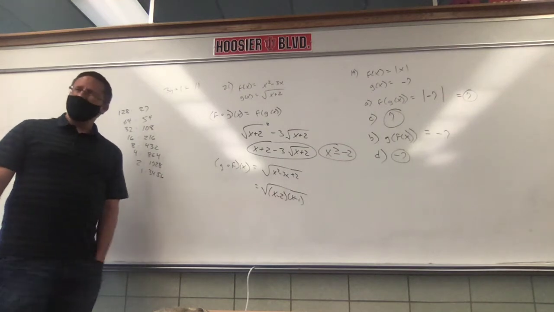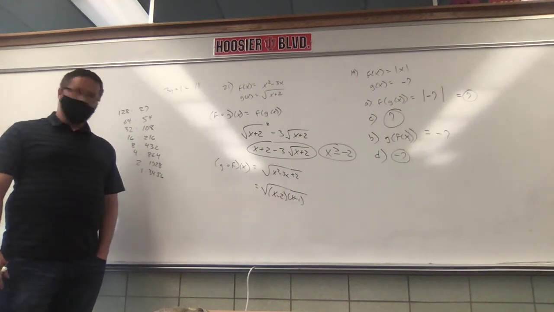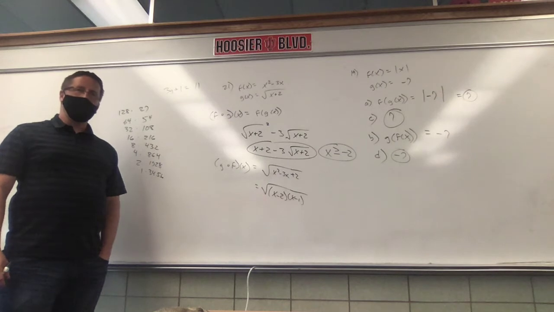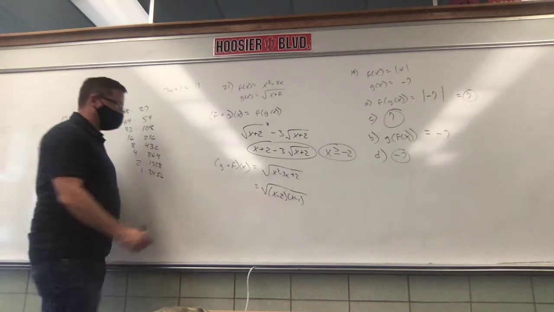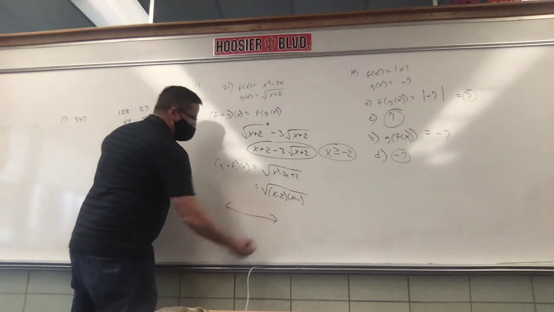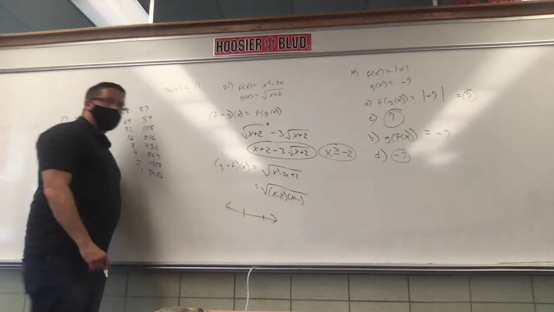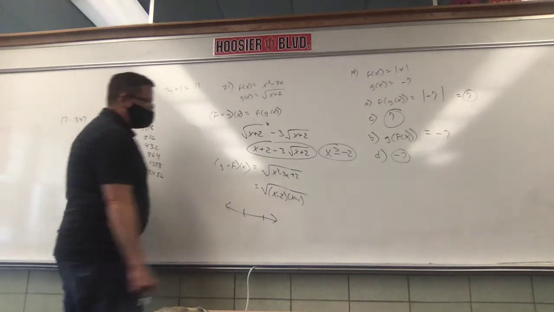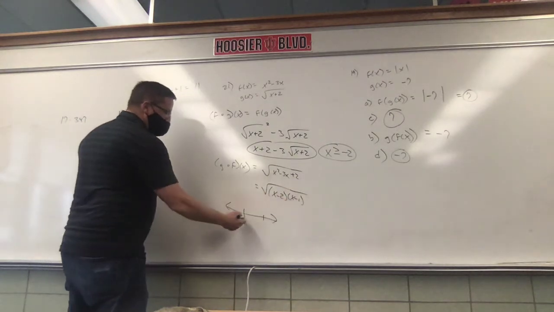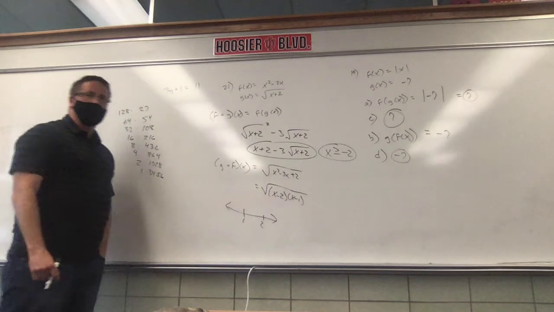What's the next thing to do? Any idea? Not yet. No? Square root it? No. Draw a number line. Now we'll put two numbers on this number line. What are they? 1 and 2. Why? It makes 0. They're the critical values. 1 and 2. Make sure you put them in the right spot.